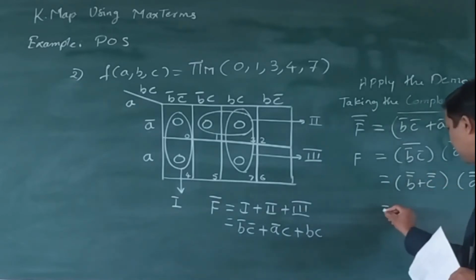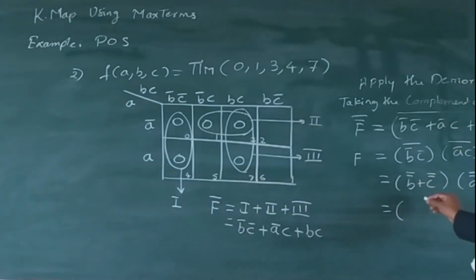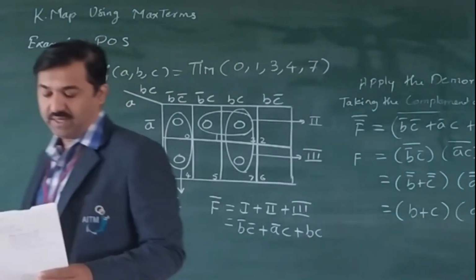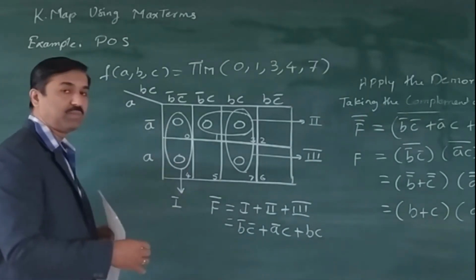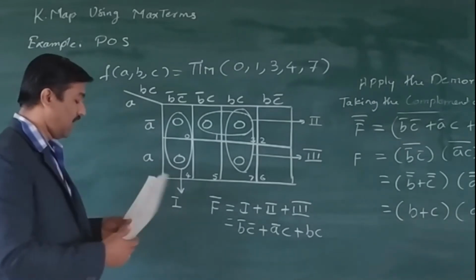So here what happens? You can simplify it still more. B double bar becomes B, so we get B plus C, A plus C bar, and B bar plus C bar. So this is the final term that you get after the grouping of the max terms in this particular example. Fine. Hope you have understood it.